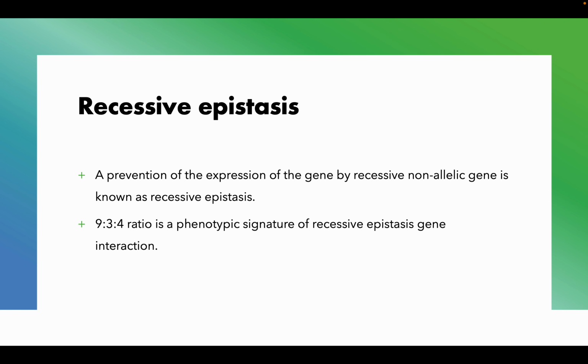So now we are going to talk about recessive epistasis. It's the opposite of dominant. Whenever B is in recessive condition, it will hide A. Otherwise, we will see the A color. And the ratio we get is 9:3:4.